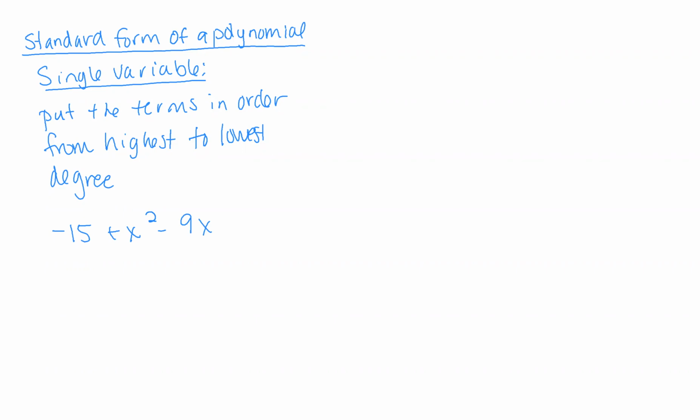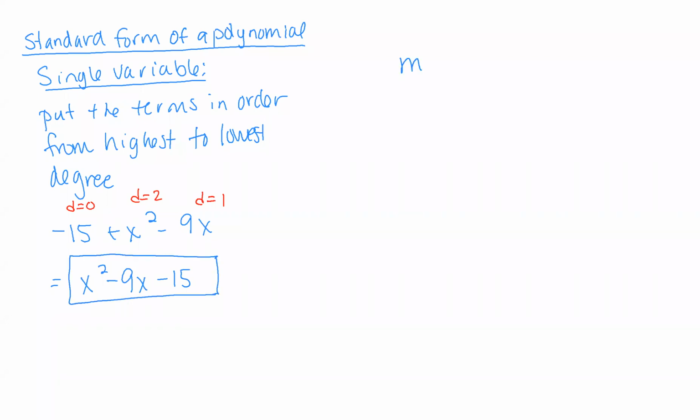So what you would want to do is look at the degree. So I have degree equals 0, degree equals 2, degree equals 1. So what I would do is I would put these terms in order from the highest to the lowest degree. Just be careful with your signs. Make sure your sign follows your term. So this would technically be x squared minus 9x minus 15. This right here is your standard form.